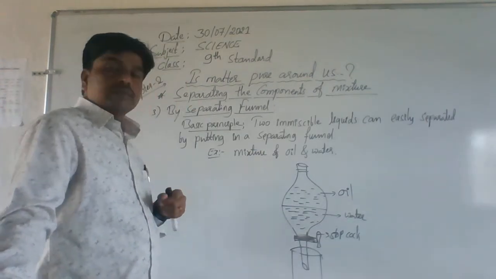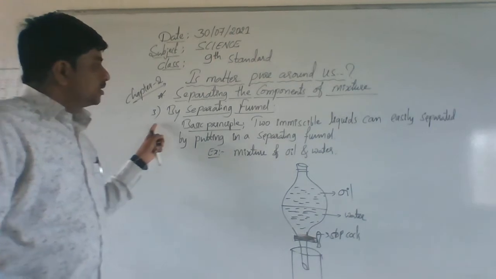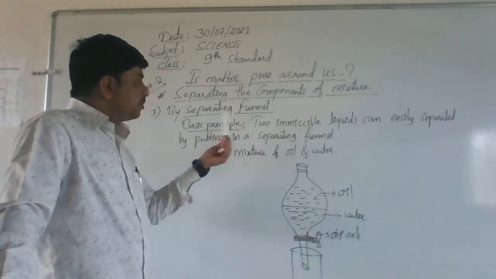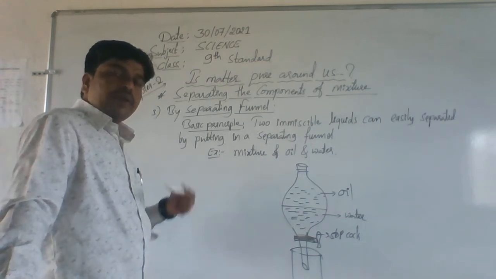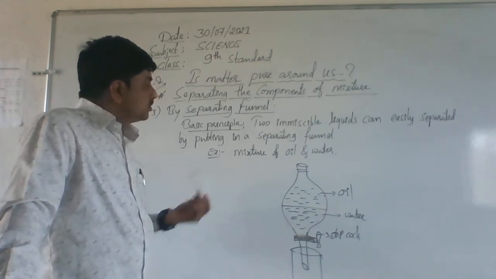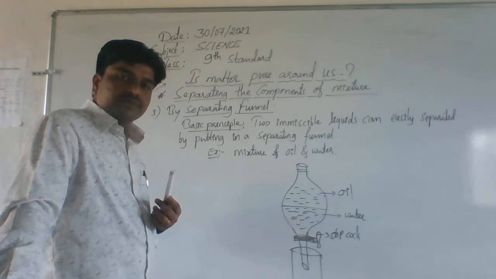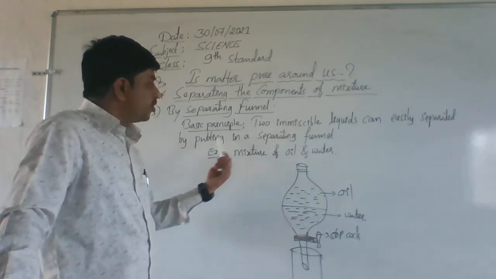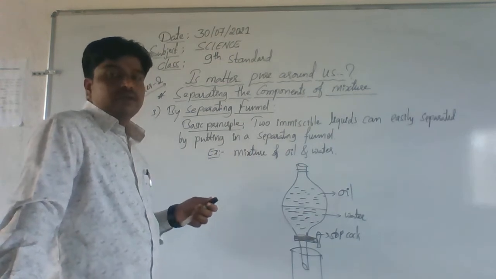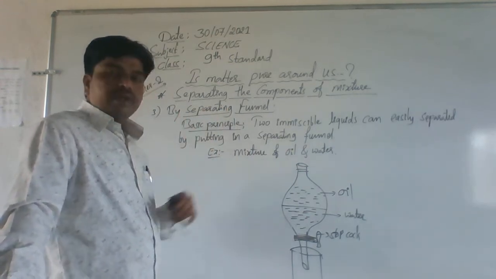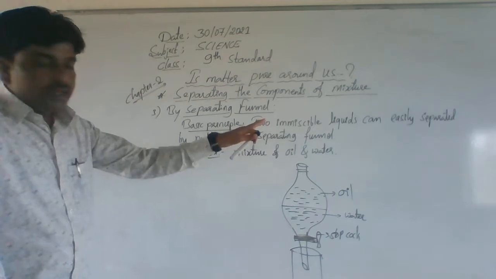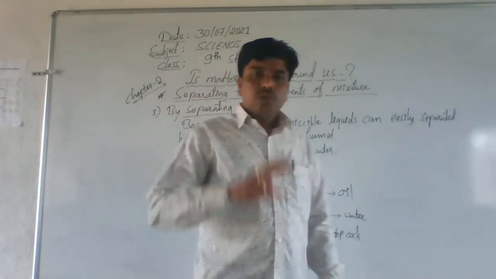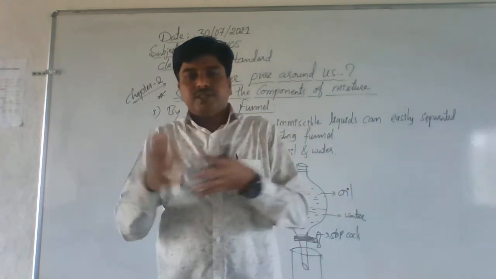See students, the next method is the separating funnel method. What is it? See, when it is used, the basic principle is this: two immiscible liquids can easily be separated by putting them in a separating funnel. So this separating funnel is basically used to separate two immiscible liquids. Immiscible means the two liquids do not mix with each other.